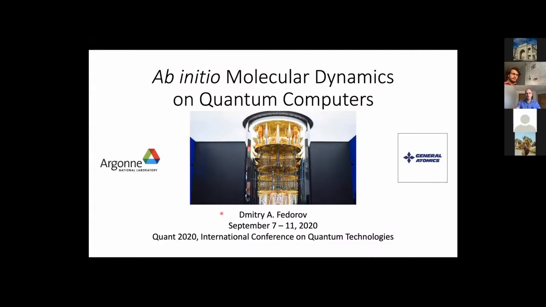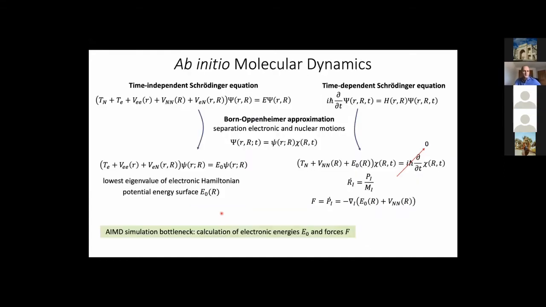So today I'm going to talk about ab initio molecular dynamics on a quantum computer, with a quick introduction to ab initio molecular dynamics, where we solve the time-dependent Schrödinger equation for the total molecular wave function that depends on the electronic coordinates, nuclear coordinates, and time. To begin, we start with the time-independent problem, the time-independent Schrödinger equation.